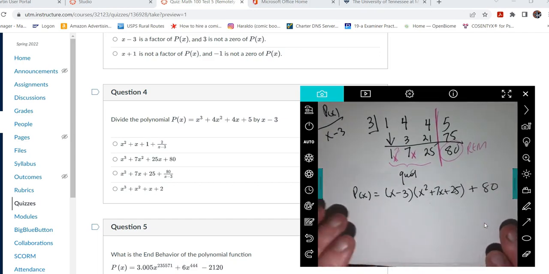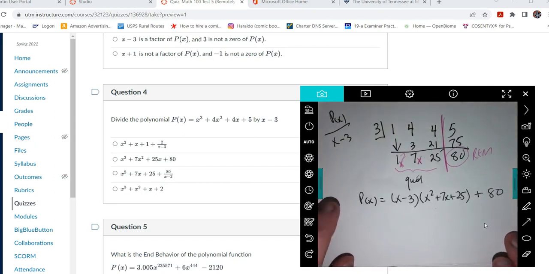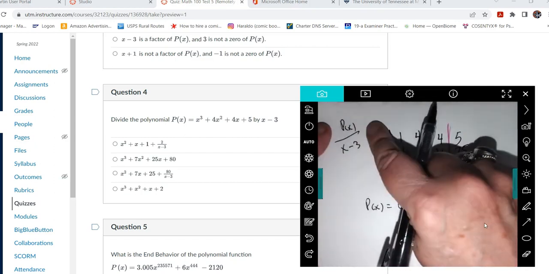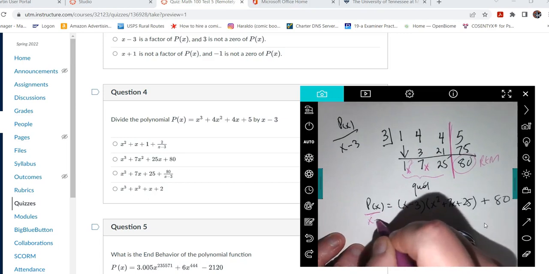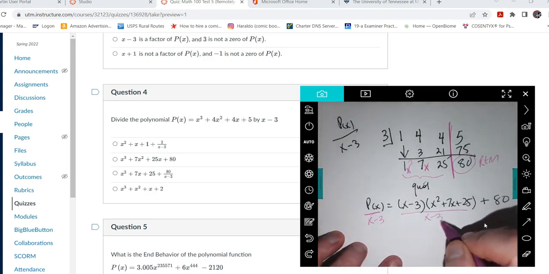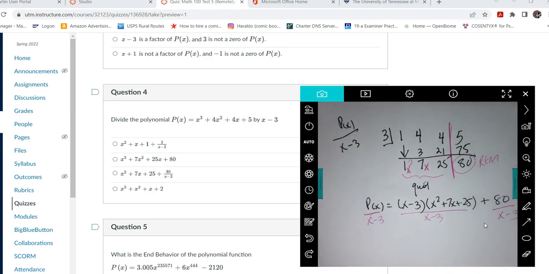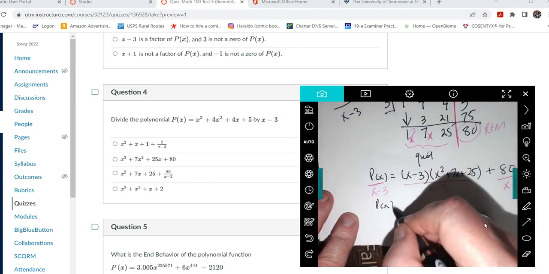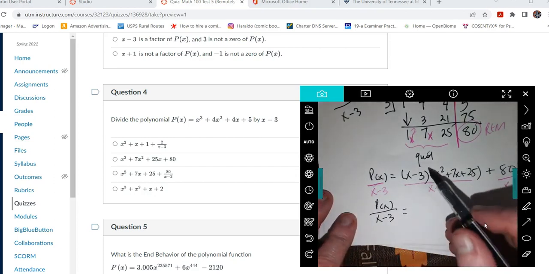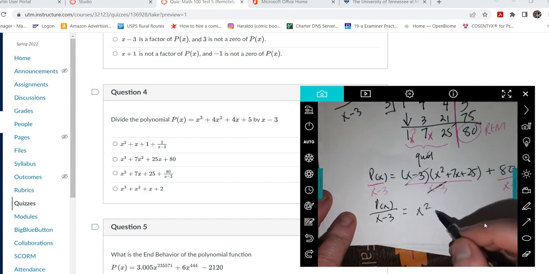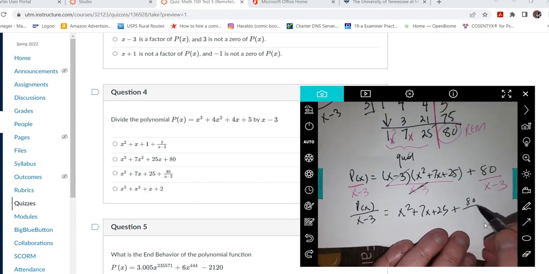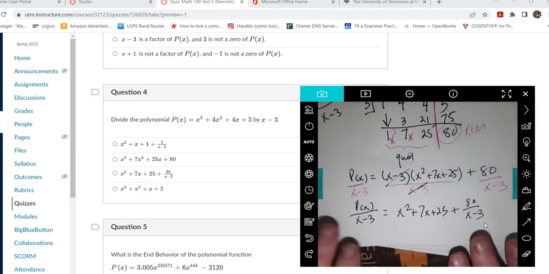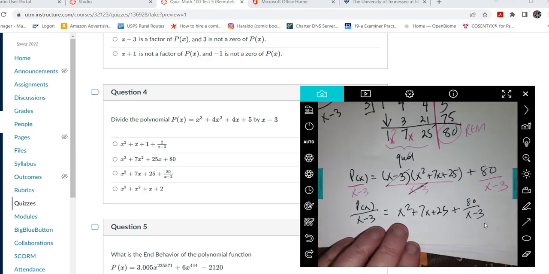Now, when you look at the selections, none of them look like this. So there is a second way you can write p of x. They don't want us to write p of x. They want us to write p of x divided by x minus 3. So if I'm going to do that, every term has to be divided by x minus 3. Every term. And so p of x divided by x minus 3 is going to be equal to, well, these are going to cancel. And I don't have anything canceling there. And so we can see that is going to match up with this one.